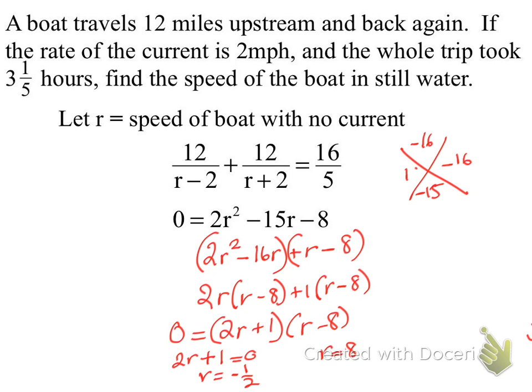What is the best answer for the question? The 8. Because we can't have a negative rate. So what does that mean? 8 what? Miles per hour is the rate of the boat with no current.